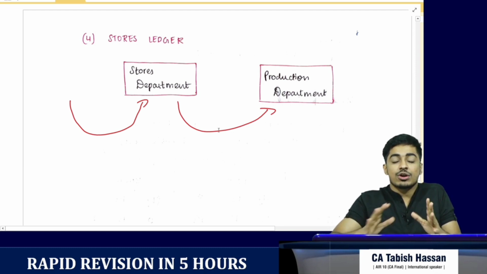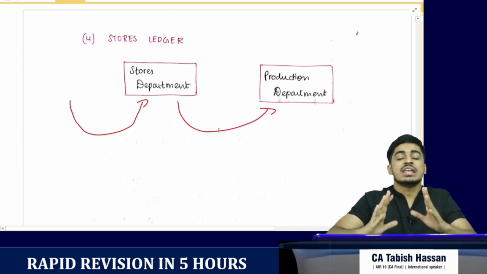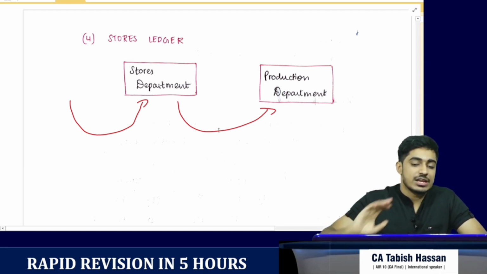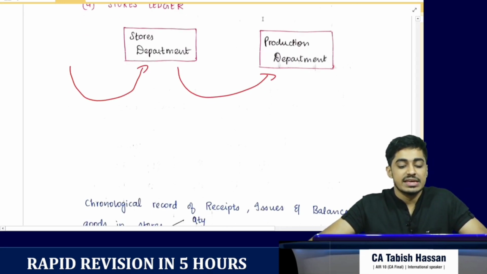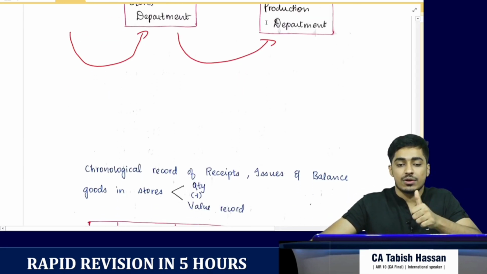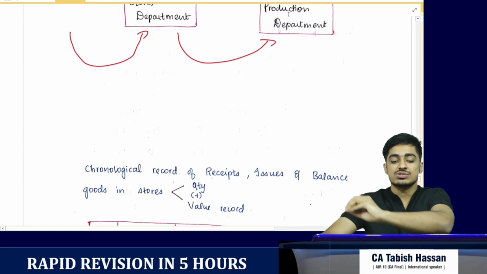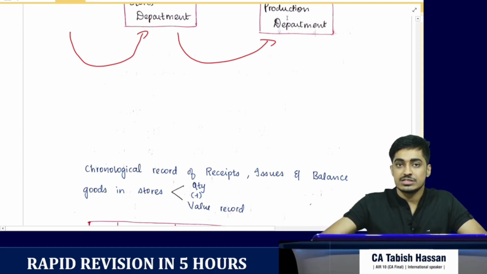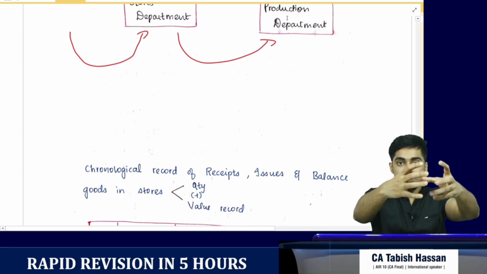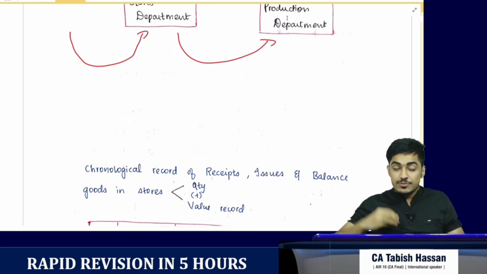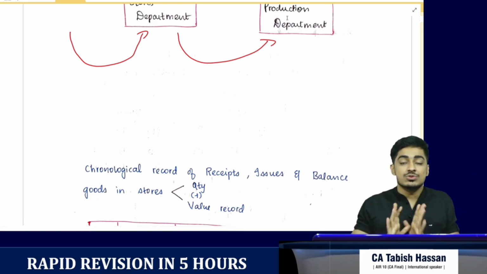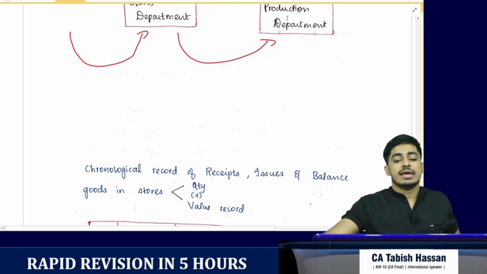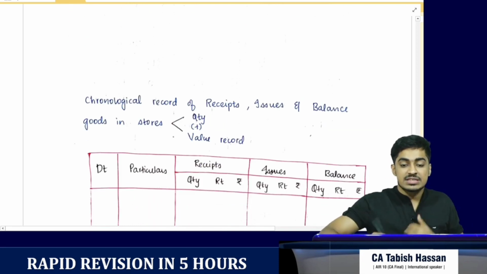Now what do we want? We want a record of how many units are available in the stores ledger and what is the value. So what is stores ledger? It is a chronological record of receipts, issues, and balance of goods in store. It is a chronological record of how many units we have received, how many units we have issued to production, and what is the balance of goods available in stock. And for that, we want the quantity wise data as well as the value wise data.